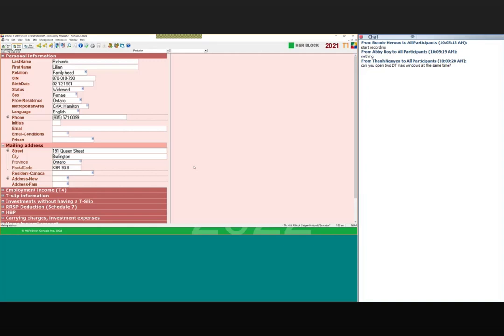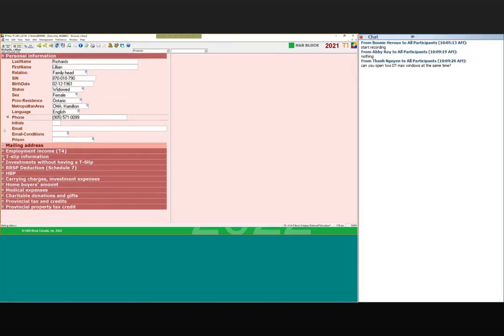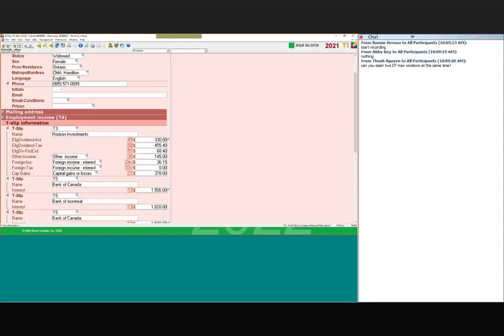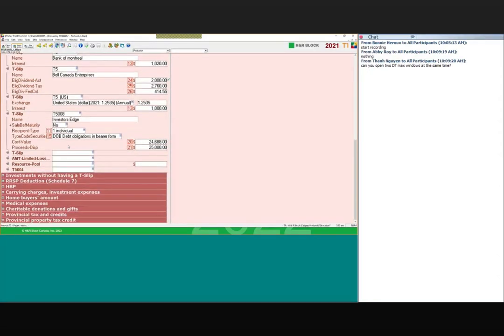All right, let's work on Lillian. Hopefully you have her personal information in. So we're going to look at the T-slips. I'm going to close her mailing address, and I'm going to go to T-slips. We already put a bunch of T-slips in, so I'm going to go to T-slip here. Here's all the different T-slips we have. We've seen some of them.